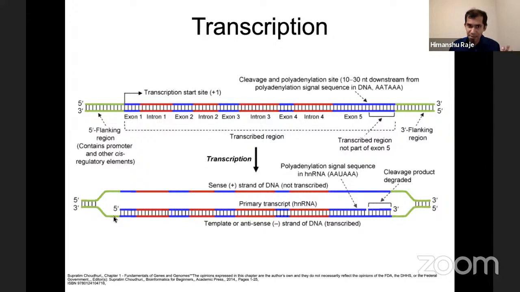The strand of DNA that the cell is going to use to make RNA is called the template strand. Keep that name in your mind somewhere. We are going to come to this name at least a couple of times today. And the other strand of DNA is called the coding strand or the sense strand. This strand of DNA is not used to form RNA, okay?